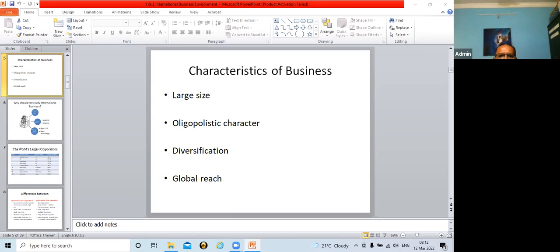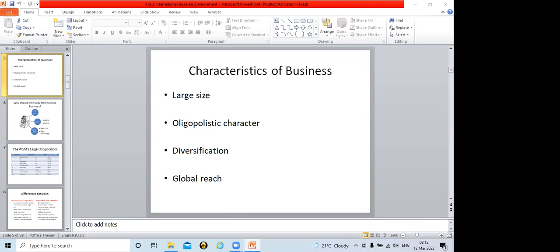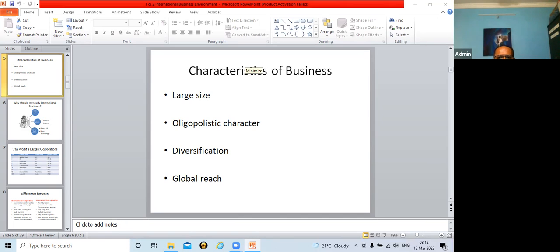What is this DTH? I have typed in the chat box also. DTH? Direct to home. Yes, direct to home. So now direct to home, everyone knows direct to home. What we serve channels on our TV set. So that is direct to home.